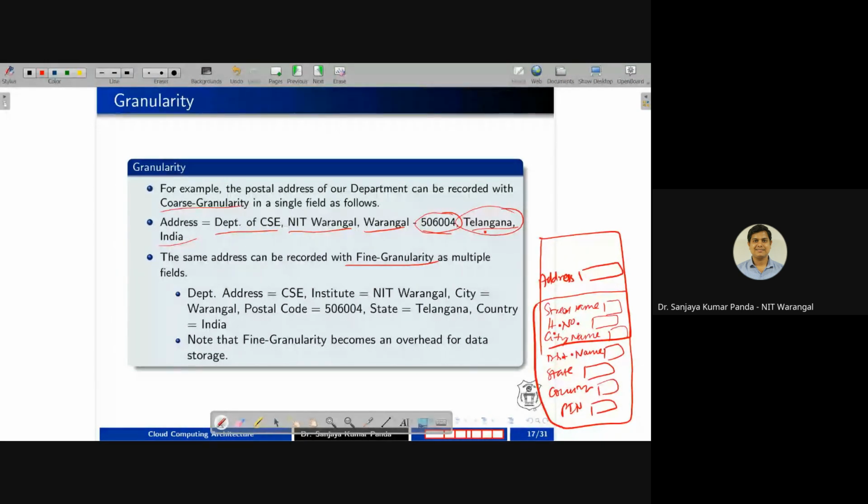But fine granularity will help you when you go for searching. Suppose I ask you how many people belong to the same district, and easily you can write a query and extract the data. So that is the advantage you are going to get when you go for fine granularity. So based upon the typical application, you can decide whether coarse granularity or fine granularity will help you.